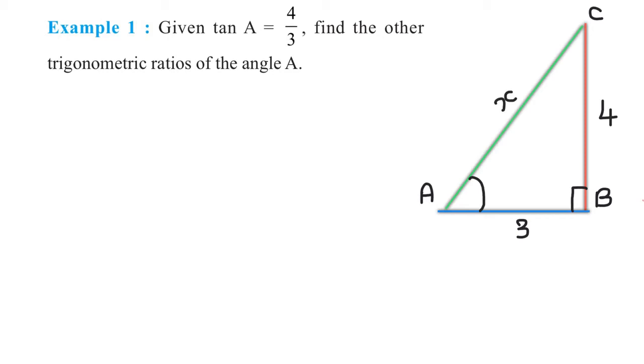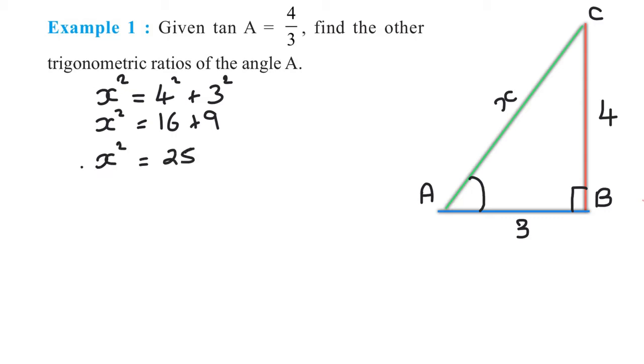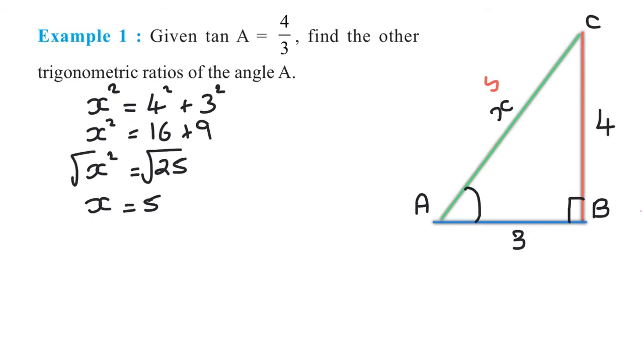Can we use Pythagoras theorem? We can. So remember the Pythagoras theorem, x squared is equal to 4 squared plus 3 squared. So x squared is going to be equal to 16 plus 9. So x squared is going to be equal to 25. Take square roots on both sides and x is going to be equal to 5. So now we know the length of the hypotenuse is 5. So we know all the three sides of the triangle.